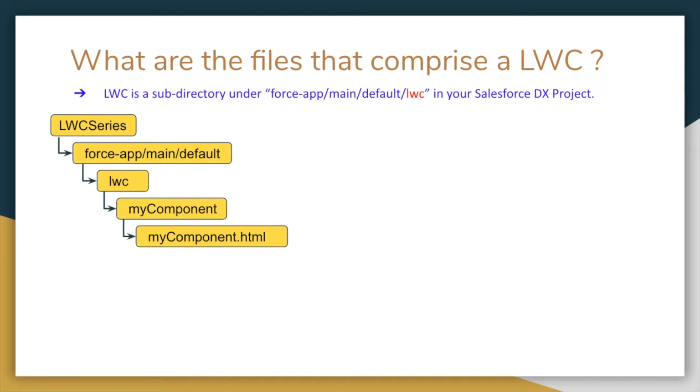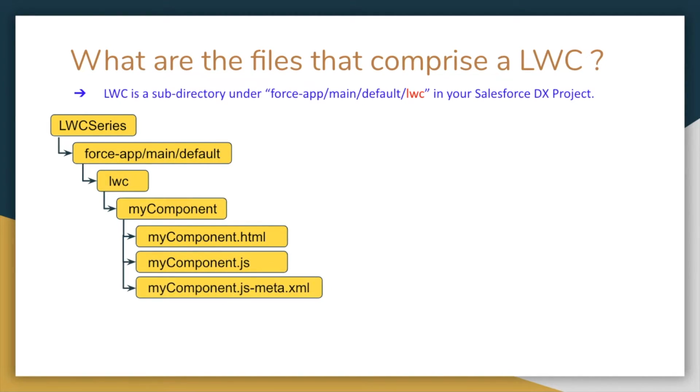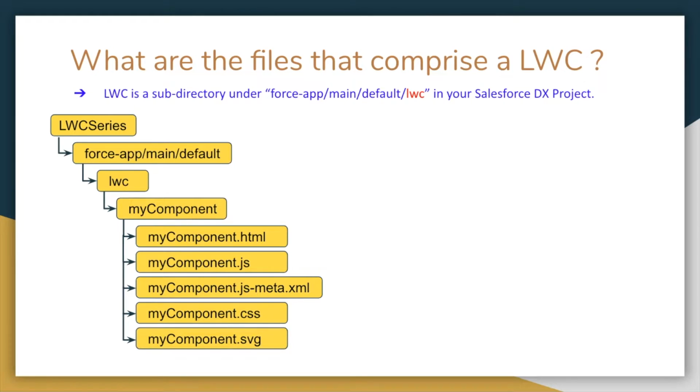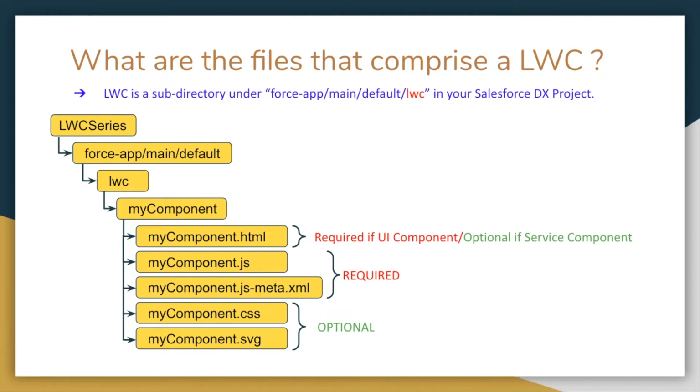A component usually contains an HTML file, a JavaScript file, a JavaScript meta configuration file, a CSS file, or an SVG file. Of all these files, the JavaScript and JavaScript meta XML are the required files for every Lightning Web Component that you create, and the CSS and SVG are optional files. But the HTML is required only if it's a UI component, and it's optional if it's a service component.